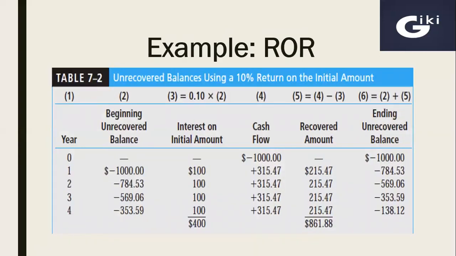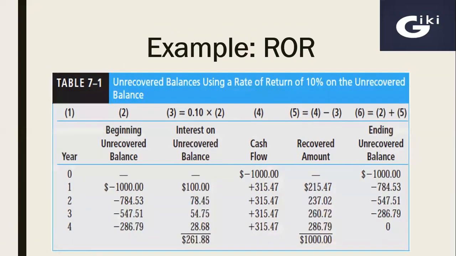Because here we are paying interest on the basis of the initial amount, which is 1,000, and 10% of 1,000 is 100. But on the basis of unrecovered balance, as we'll calculate in part B, the amount of interest was decreasing each time period, and the payment of principal was increasing every time period.